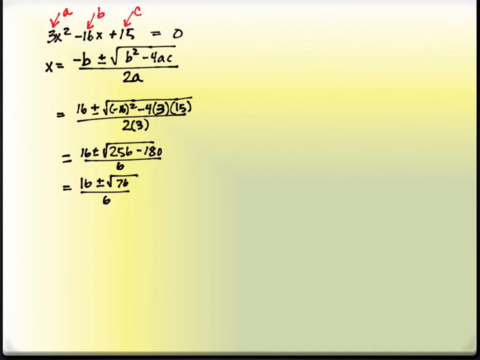So we're going to do 16, and I'll do the plus one first. So 16 plus the square root of 76 divided by 6. If I do the addition one, I get 4 point, we'll go with 2 decimals for now, 4.12. And if I do the same thing, but I do subtraction, I have 1.21. So these are my 2 options.